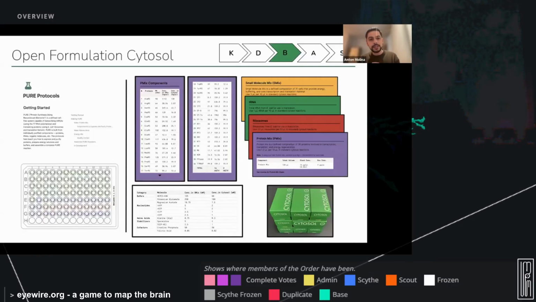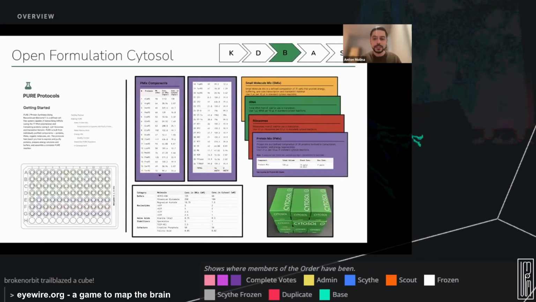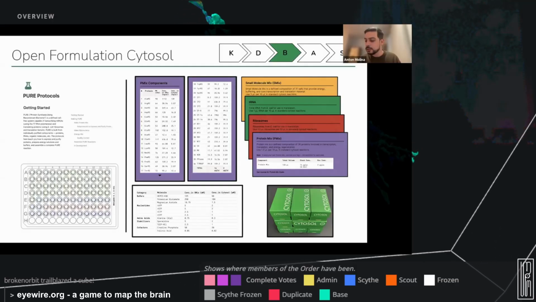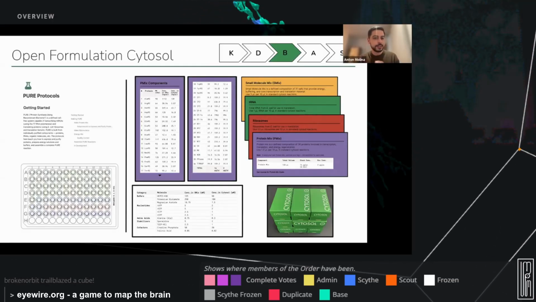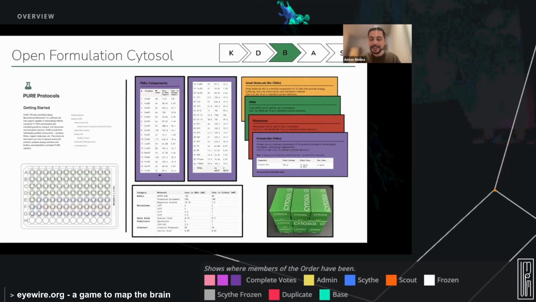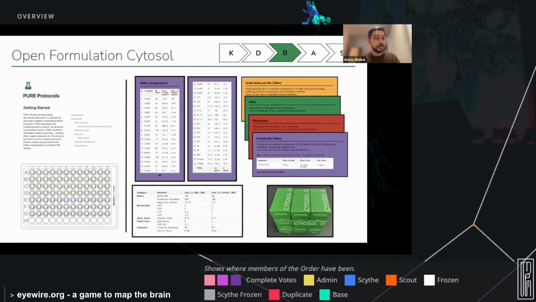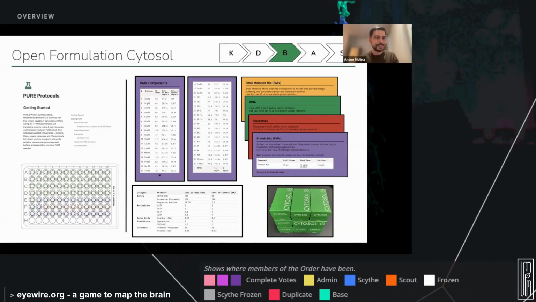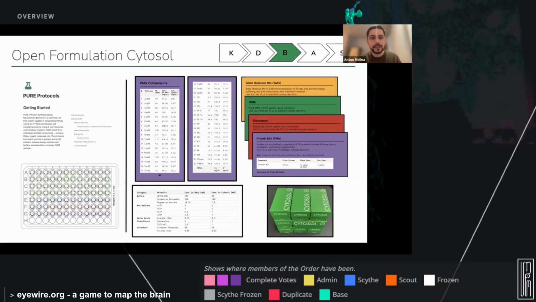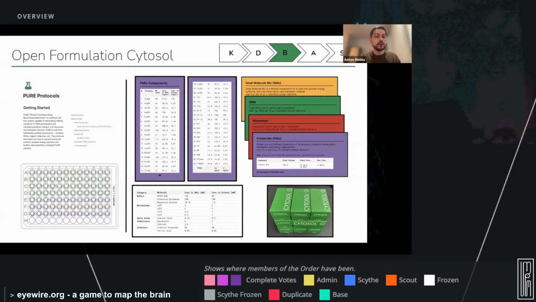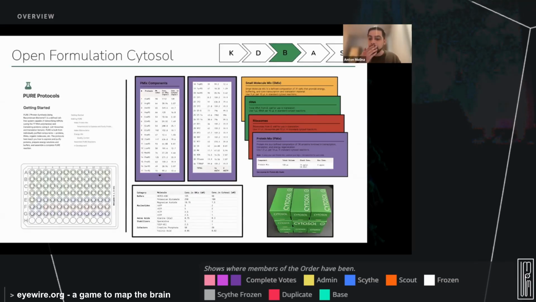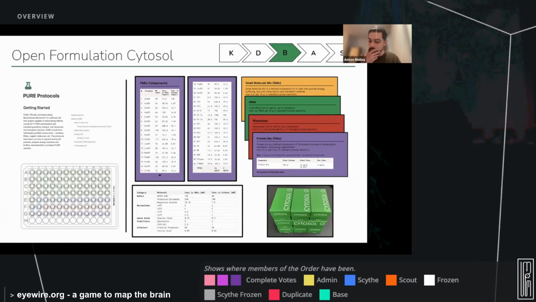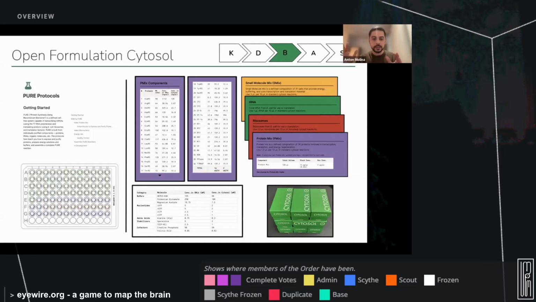Another part of the experimental process is materials, right? Nucleus is a PURE-centric space. And one of the biggest grievances is that we don't know what's in the PURE system, despite its best advantage being that it is a defined system. And so we spent a lot of time building out an open formulation version of PURE that we call cytosol. And the plasmids that we use to make this are available online.